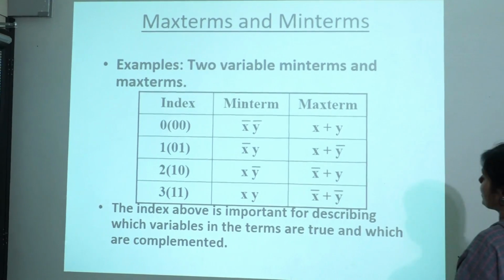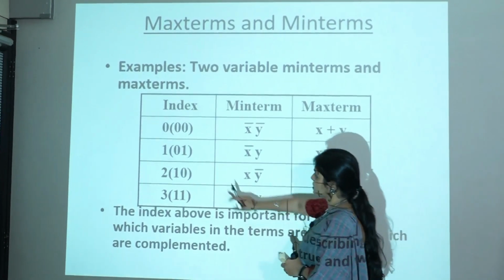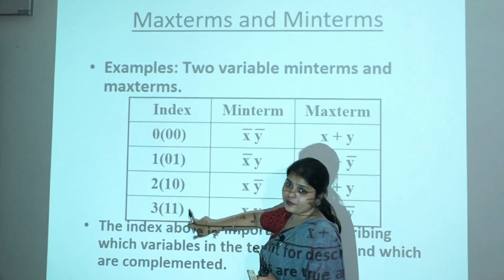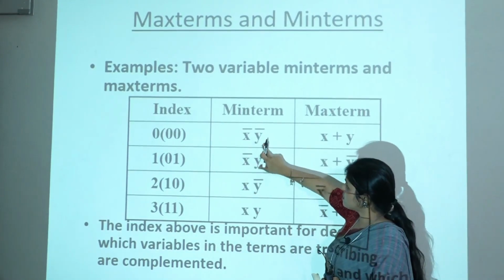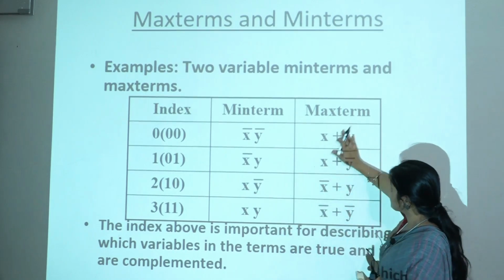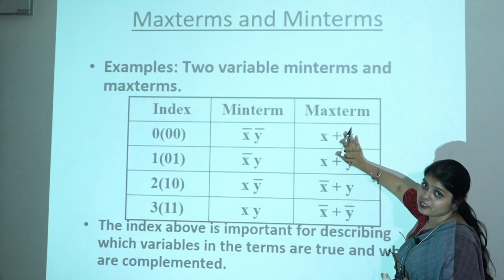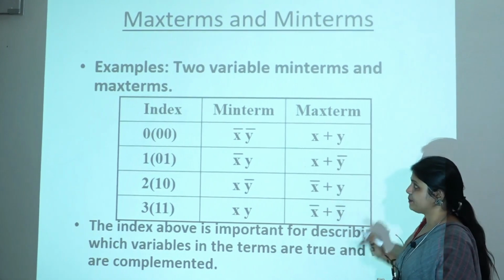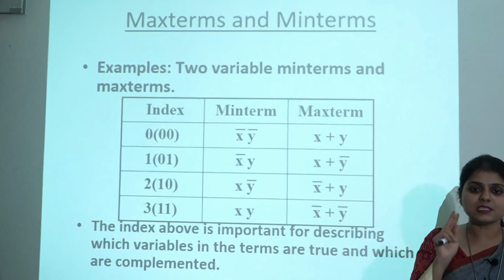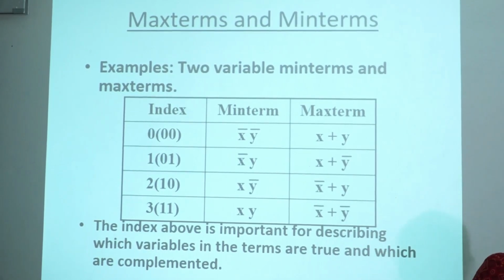Okay, so 2 variables. I have taken 2 variables. If I take 0, 1, 2 and 3, the combinations 0 0, 0 1, 1 0, 1 1. Min terms: x bar y bar, x bar y, x y bar and x y. Max terms: 0 represents the original literal with sum operation and so on. Okay, so this is the min term and max term representation for 2 variables, with which we have 4 combinations.